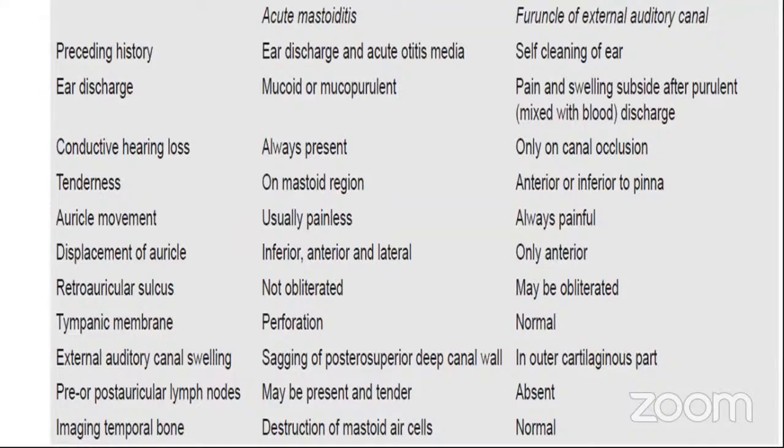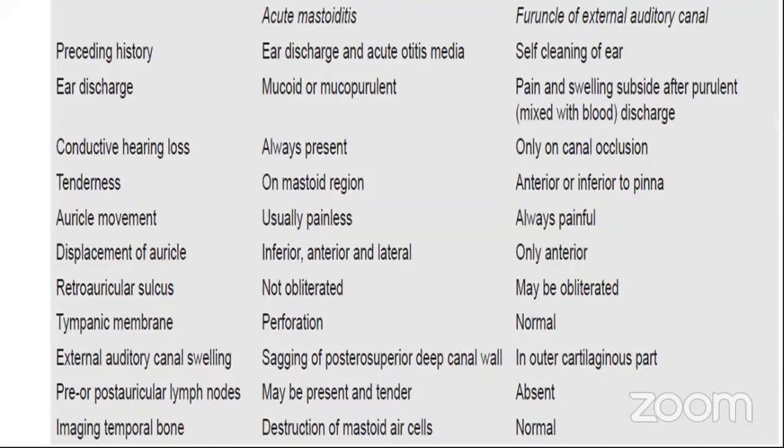The displacement of the auricle in mastoiditis can be inferior, anterior, or lateral because you have the swelling in the post-auricular region. That will push the auricle towards the anterior part. Whereas in furunculosis, the displacement is only anterior. Moving on to the retroauricular sulcus: it is not obliterated in acute mastoiditis because it is subperiosteal, whereas in furunculosis, it will be obliterated.